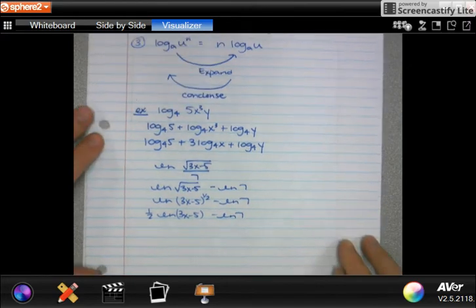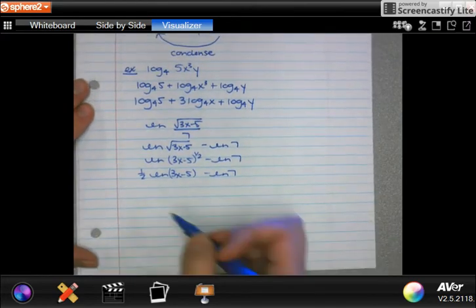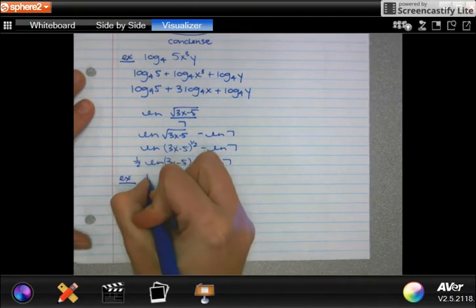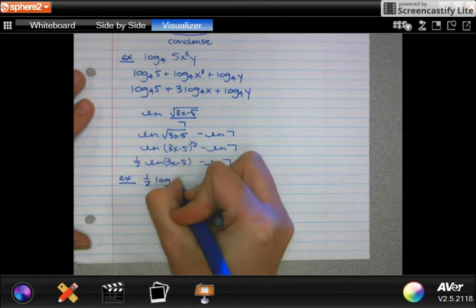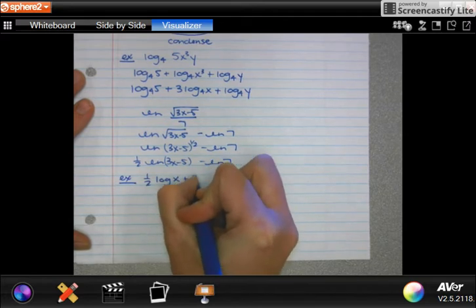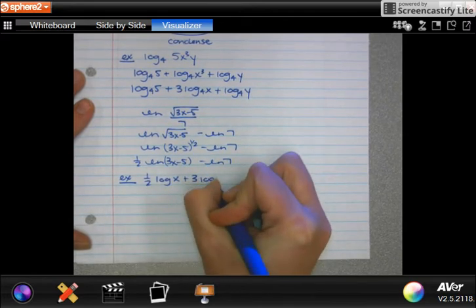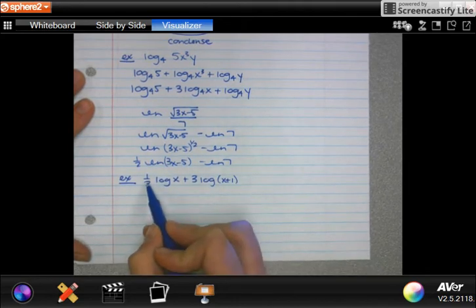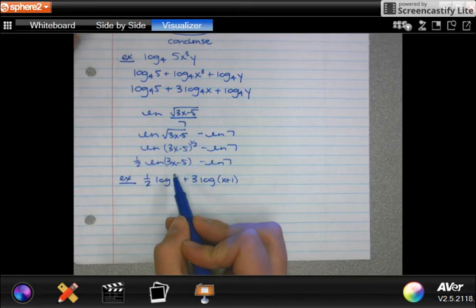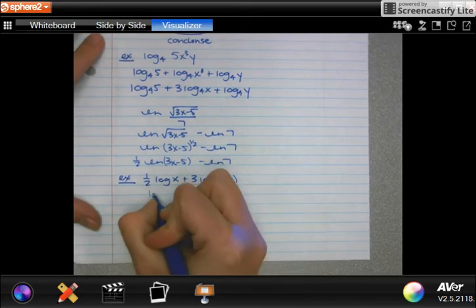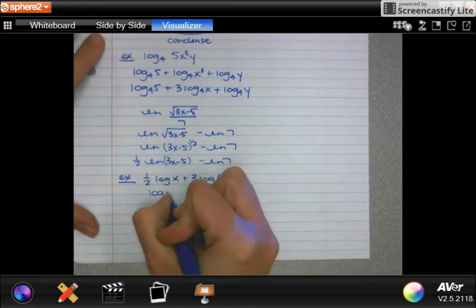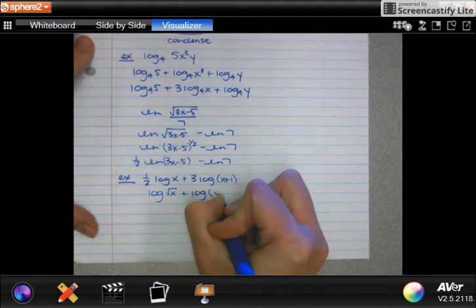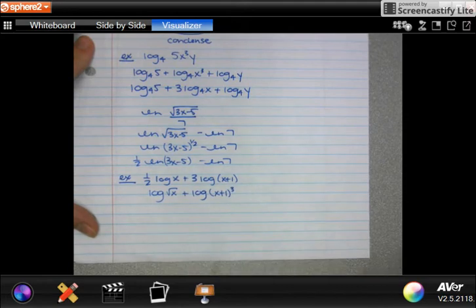Let's see some quick examples on condensing. So if you have something like 1/2 log of x plus 3 log of x plus 1, I can go ahead and use property number 3 to bring those up as the exponent. So it would be log of x to the 1/2, or you can write it as the square root of x, plus log of x plus 1 to the third.